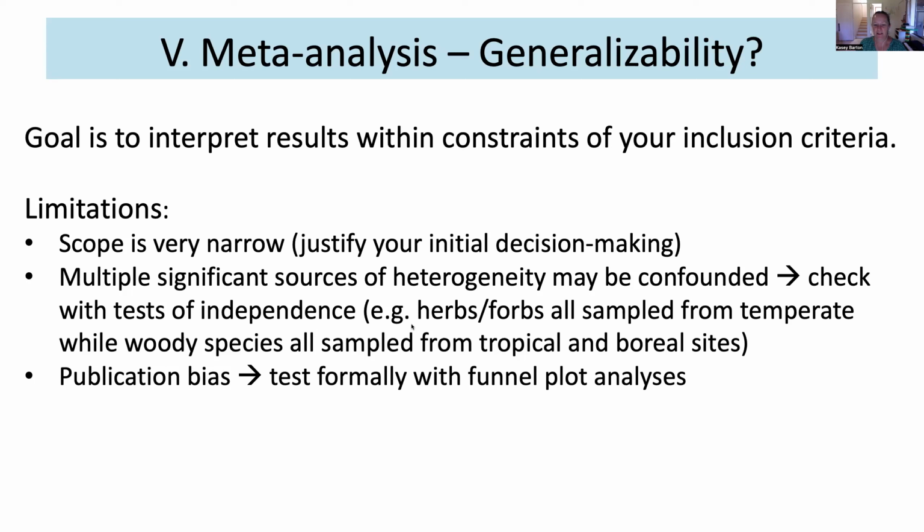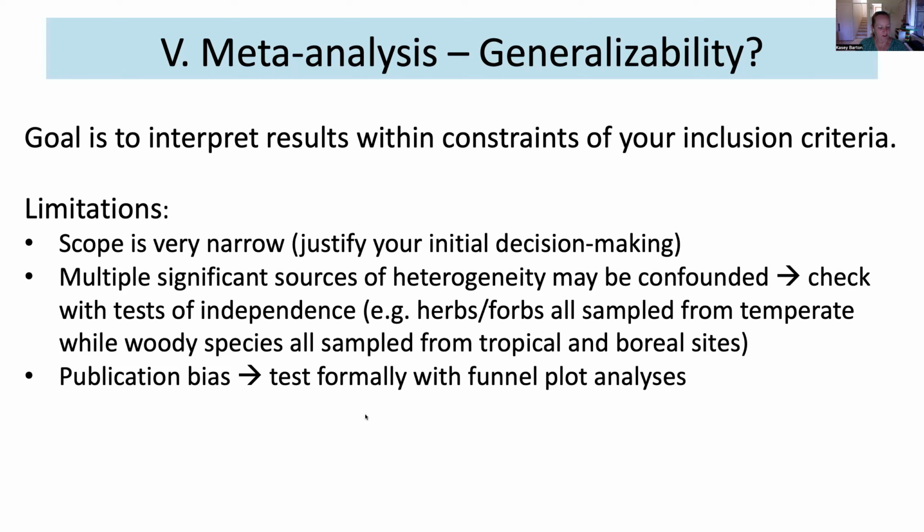So one example is, let's say in your data set, maybe all the herbs and forbs happen to be sampled in temperate systems, while the woody species happen to be sampled from tropical and boreal sites. So now you're going to detect a significant difference with respect to growth form, herbs versus woody, and also a significant effect of biome, temperate versus tropical and boreal. But you don't really know what's going on, right? Because they're confounded. So using tests of independence, you can document whether your heterogeneity factors are confounded so that we can more precisely interpret what's going on, right? In this case, we wouldn't know what's going on, but we want to acknowledge that.